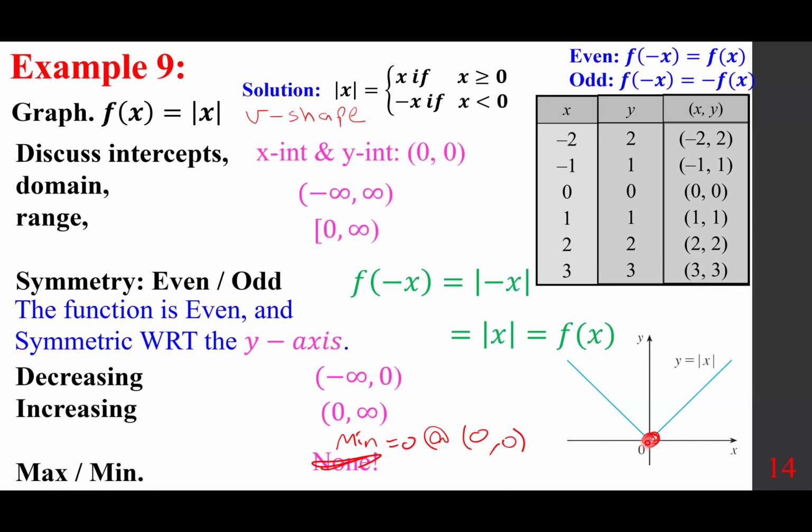So this is the location. Sometimes they say just at x equals 0. The minimum value refers to the y coordinate. The y coordinate happens to be the same as the x coordinate in this case. So the minimum equals 0 at 0, comma 0.